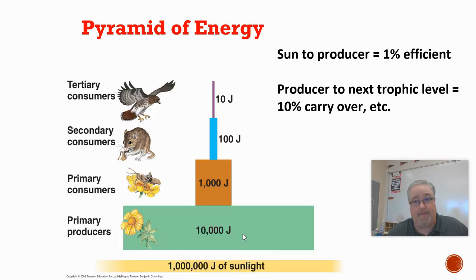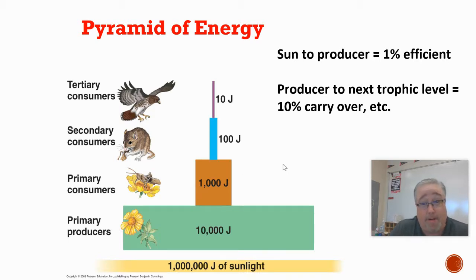That's because there's less and less energy available. You can kind of imagine why there's probably a heck of a lot more grasshoppers in a field than there might be hawks, right? Because each level is associated with a certain amount of energy, and the higher up you go, there's less and less energy to support individuals.